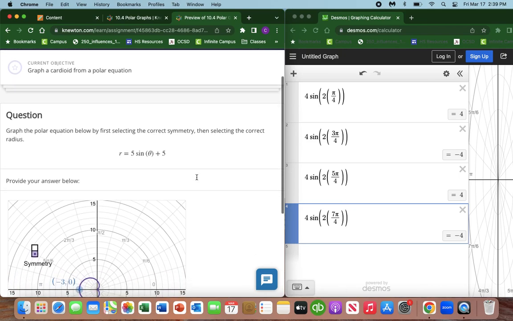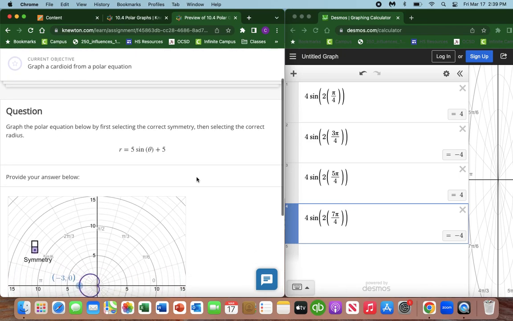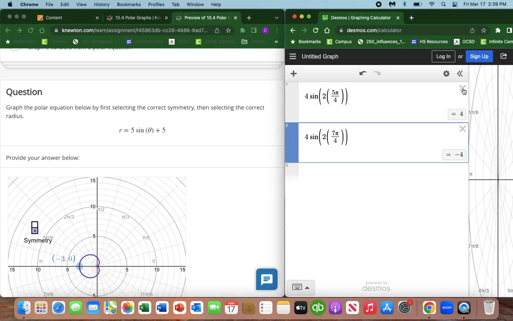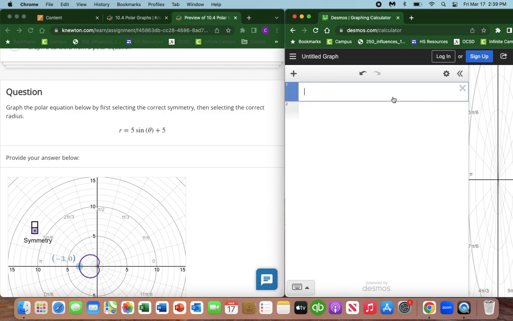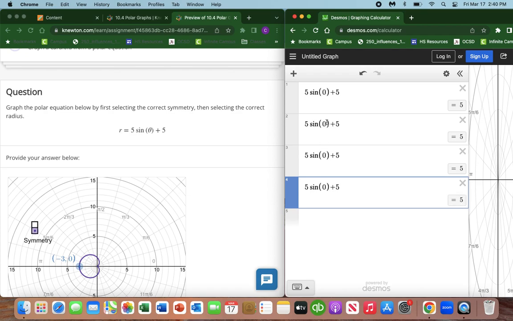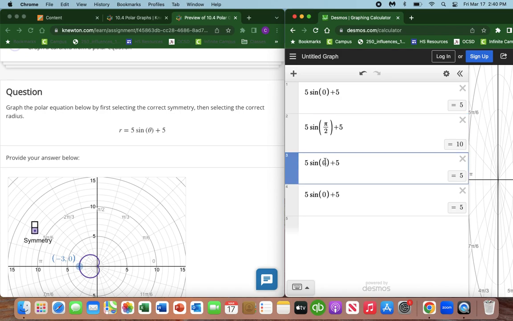And then we're going to graph a cardioid from a polar equation. So to graph this cardioid, I'm going to write 5 sine of theta plus 5, and I'm going to copy that 4 times. Notice there's no leading coefficient on theta. So I'm going to write this as pi over 2. This will be pi. This will be 3 pi over 2. And I'm getting 5, 10, 5, and 0.